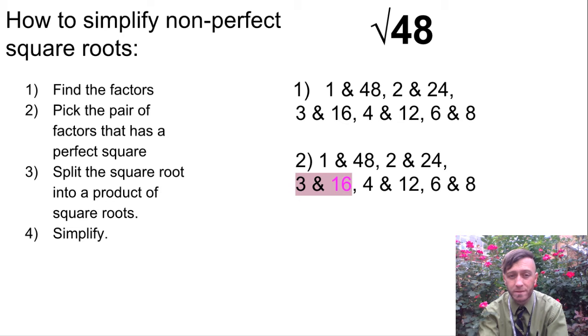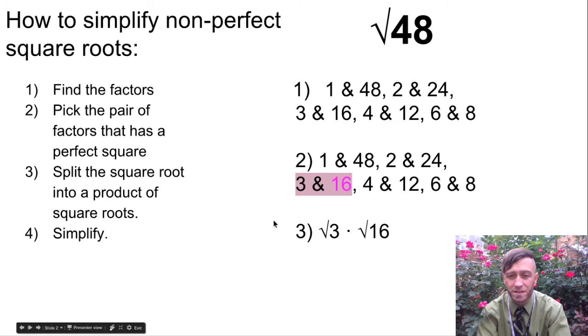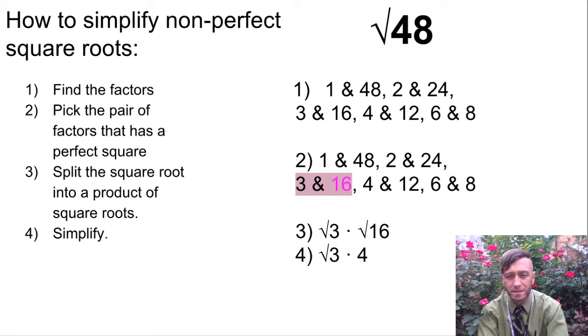For step 3, split the square root into a product of square roots. So I get the square root of 3 times the square root of 16. That gives me the square root of 3 times 4. You can also put that as 4 square root 3.